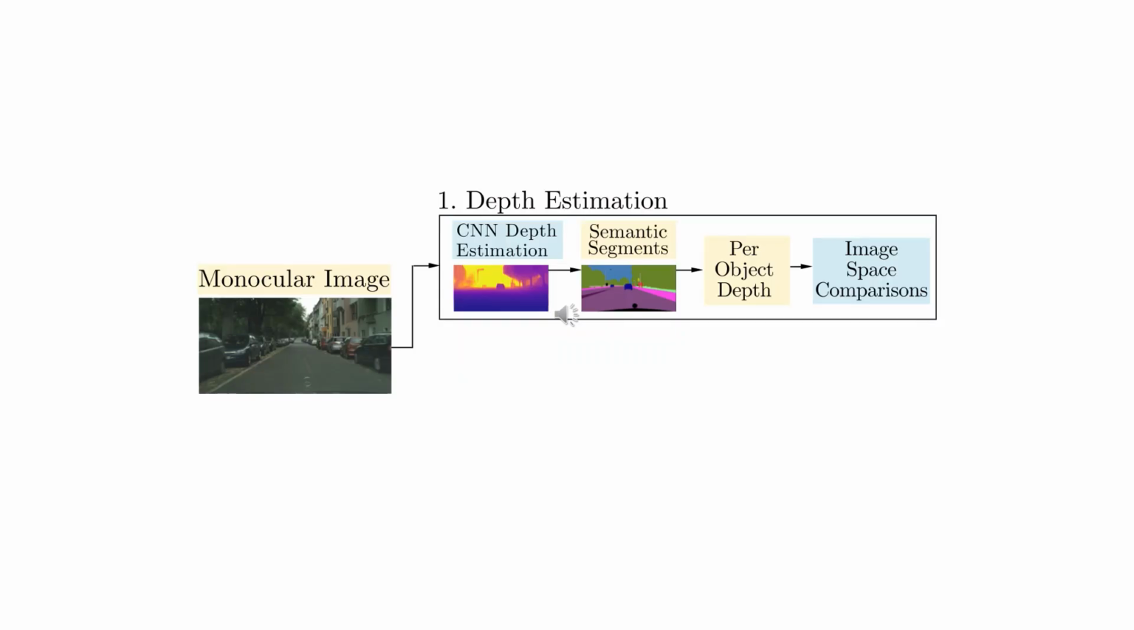Given an input monocular image, we use a convolutional neural network to generate a dense depth map. Our model of choice here is one proposed by Godard and colleagues. The per-pixel depth is averaged within a semantic segment to obtain per-object depth, followed by some corrections to ensure that the relative depths of objects are maintained in the 3D world.